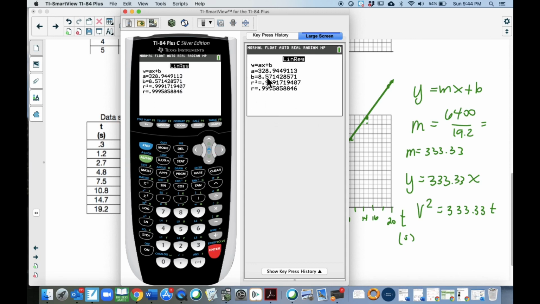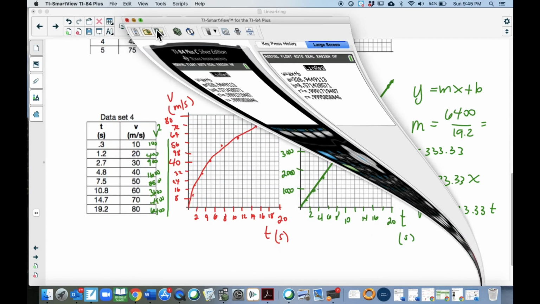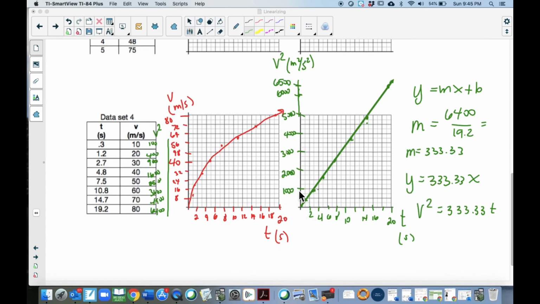Notice it's 328.9. We had 333.3. That is awfully close, right? And the b we had as a 0, they had as an 8.5. But looking at our data, the difference between 0 and 8.5 when you're measuring up to 1,000, that's a pretty tiny little difference. So I'm okay with what we have, even though it doesn't exactly match the graph or the calculator. I think what we have is pretty good.